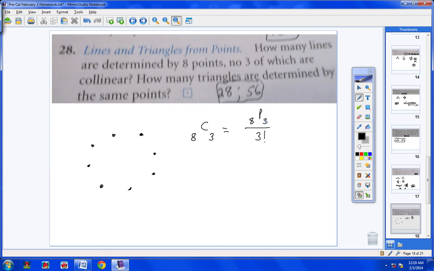So my numerator, because of this 3 right here, I'm going to have 3 blanks or 3 numbers, 8 options, then 7, then 6, all over 3 factorial, so 3 times 2 times 1. Cross off your 2, cross off your 6, cross off your 3, cross off your 3. 8 times 7 times 1 is 56. 1 times 1 times 1 is 1. So there are 56 unique triangles you can draw from these 8 points. Pretty interesting how these formulas really help, okay?